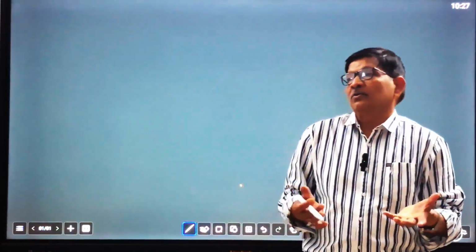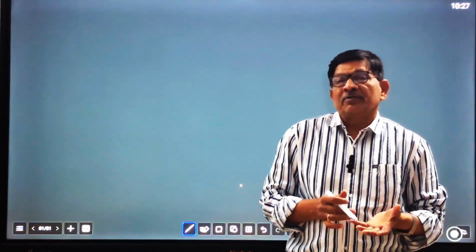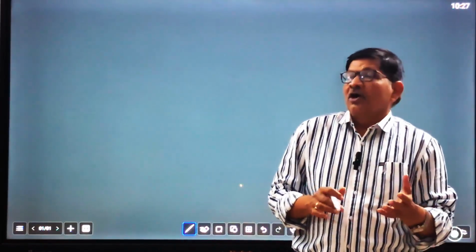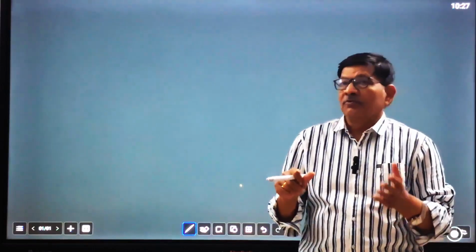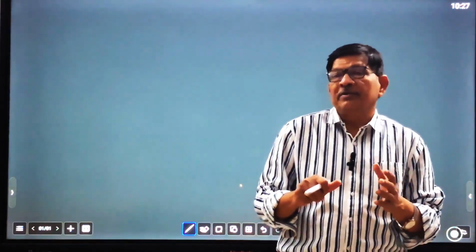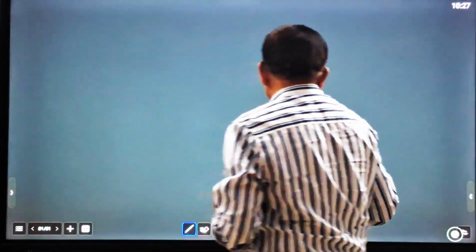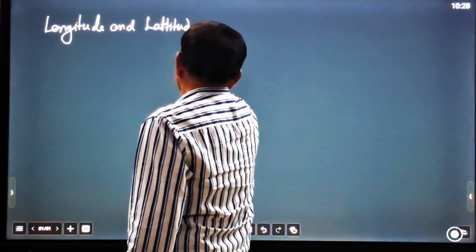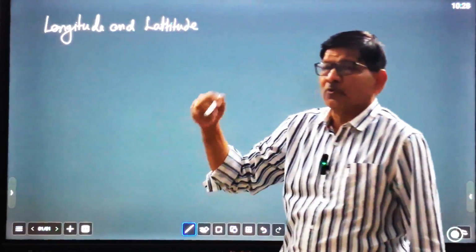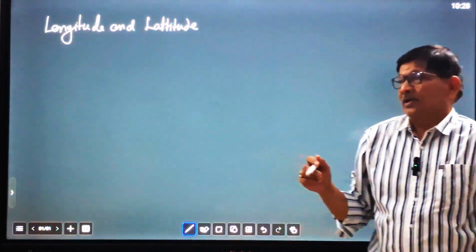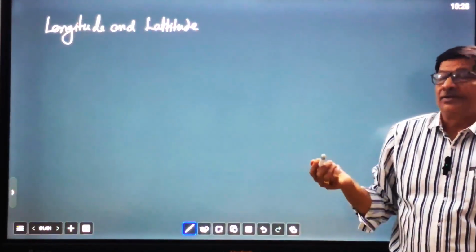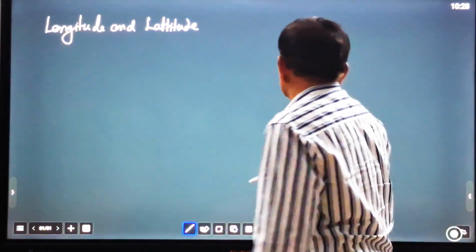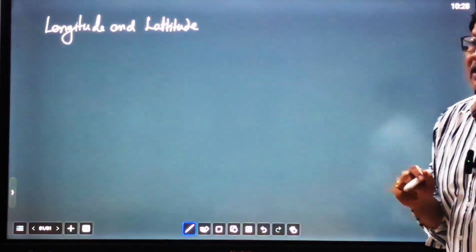First we discuss the concept of longitude and latitude, because it is also important from a geographical point of view: how we locate a particular position. If we know the longitude and latitude, this is very important. So let us see what longitude and latitude are. It is sometimes confusing which is longitude and which one is latitude, which is why we are going to define them.